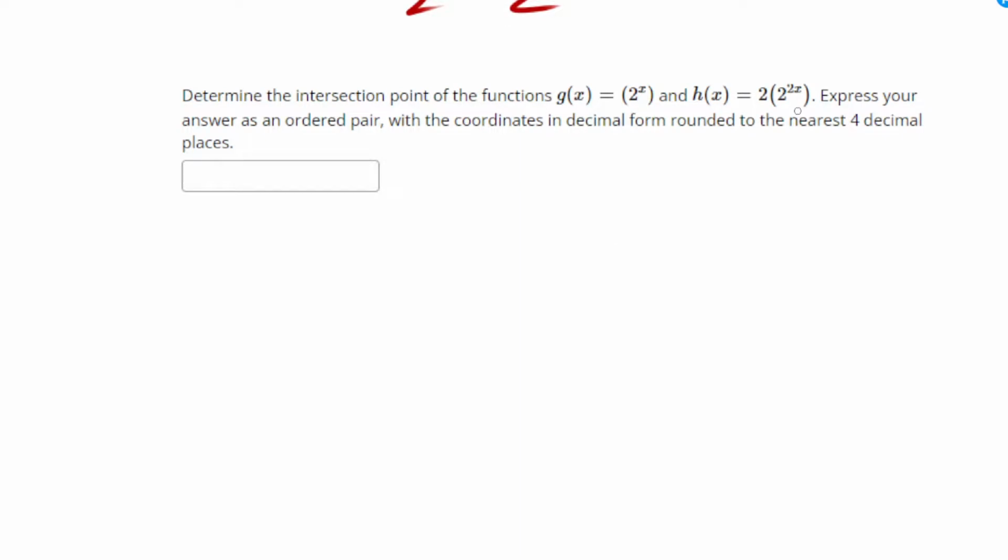Determine the intersection point of the functions g of x equals 2 to the x and h of x equals 2 times 2 to the 2x. Express your answer as an ordered pair with the coordinates in decimal form, rounded to the nearest 4 decimal places. What I would think on this one is that we are trying to set them equal to each other. So 2 to the x is equal to 2 times 2 to the 2x.